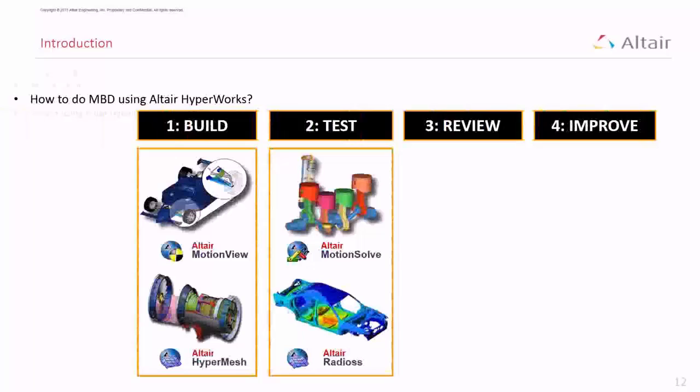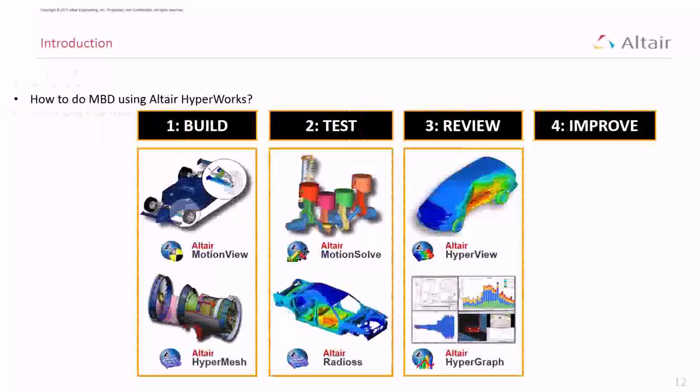And once you have the model built, you would like to test it, and so the solver for MBD from Altair is called MotionSolve. And if you have flex bodies being modeled in your system, you could also use Altair Radioss to model those flex bodies, and they go in as inputs to Altair MotionSolve. And once you have your solution, you would like to review the results, and these are post-processed in Altair HyperView, which is the animation client. You can also contour for forces or displacements and so on. And you have Altair HyperGraph, which is the plotting client. You also have HyperGraph 3D for 3D plots, waterfall plots, and so on.